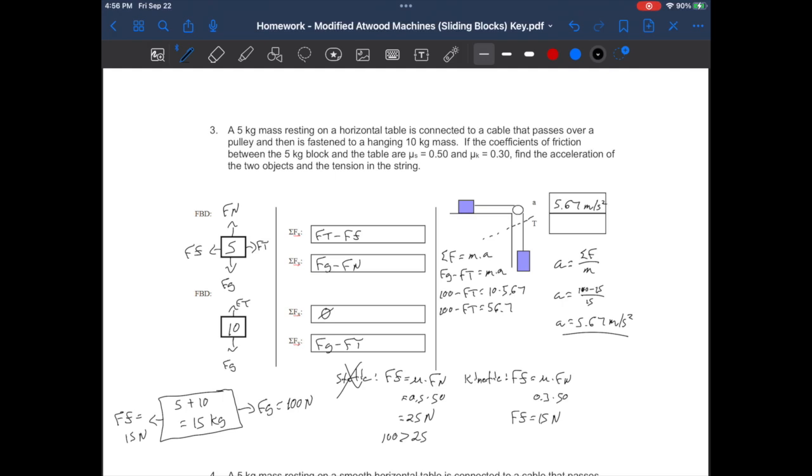Let's just do the algebra. Multiply by 10, and then we're going to subtract 56.7 to the other side, add force tension to the other side. Force tension is 43.3 newtons.